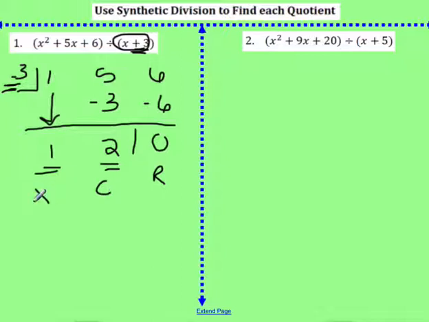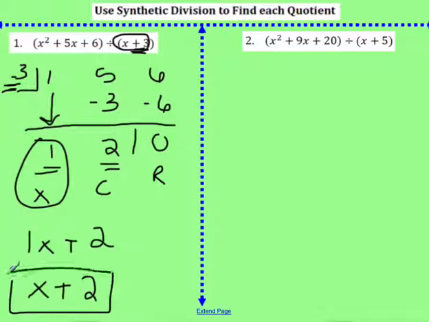So I'm going to go ahead and plug that back in. Since this is our x term, it's going to be 1x, then this is going to be plus 2. Since our remainder is 0, we don't even have to write out a remainder. So our answer then is just x plus 2 for number 1.